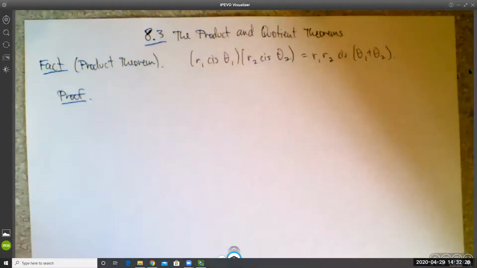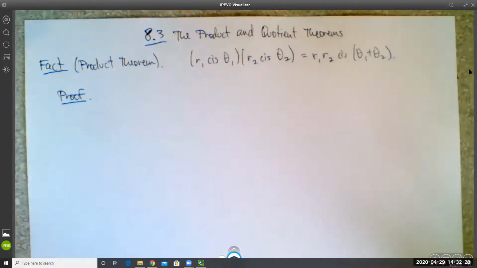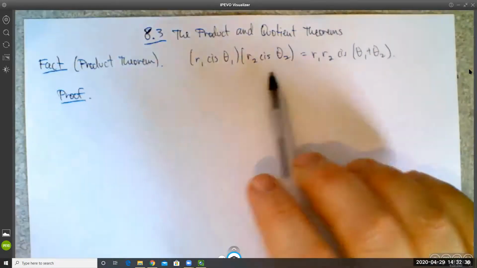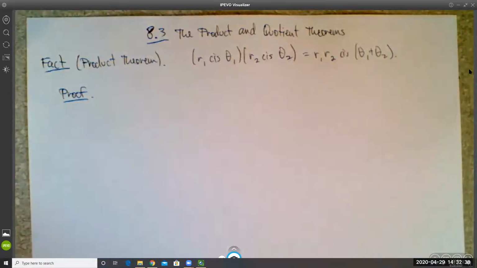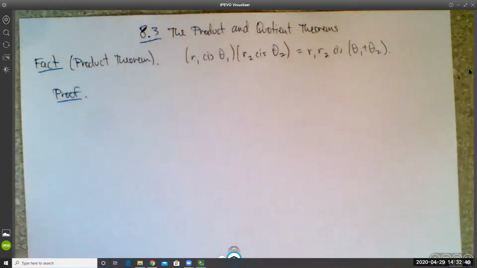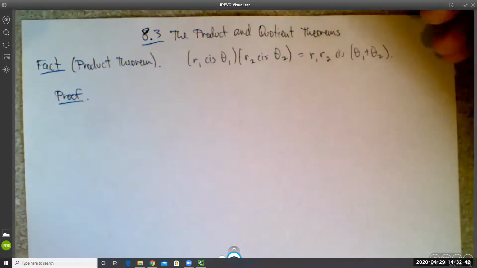All right, so 8.3 is about the product and quotient theorems, and they have to do with how you multiply and divide complex numbers when they're written in polar form. And it turns out to be really, really nice. It's one of the reasons why we like working with complex numbers in polar form.